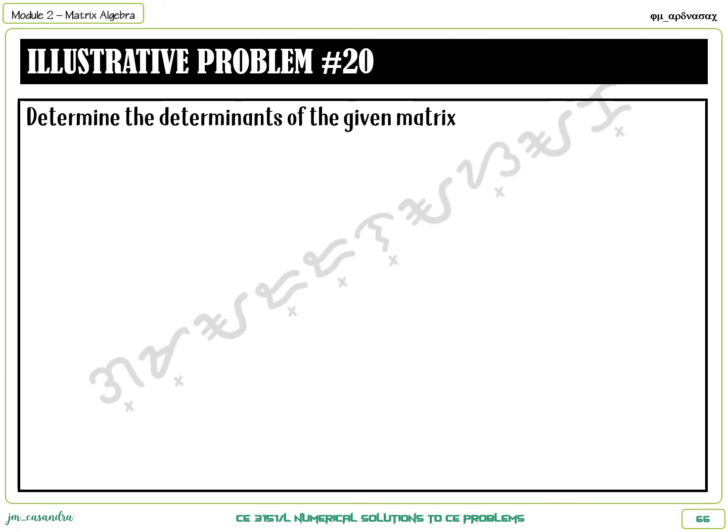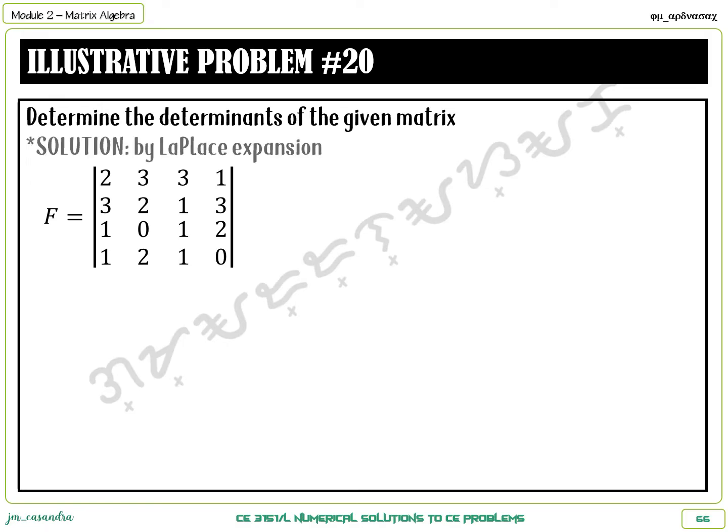So another example, we have example number 20. So we have matrix F, which is also a 4 by 4 matrix. So in here, we could still apply the Laplace expansion. So I'll just show you how to use the Laplace expansion if we're going to consider another element, and instead of a row, we'll be applying or considering a column.